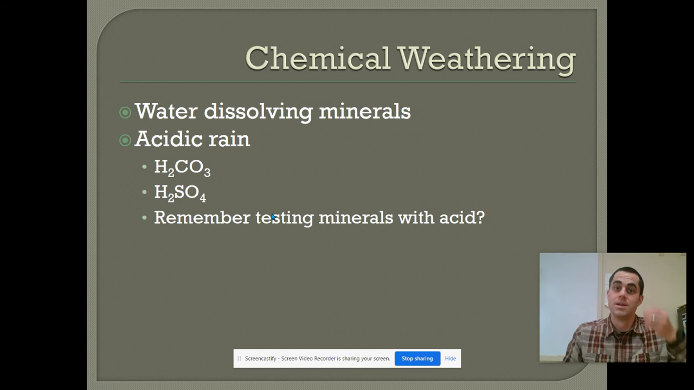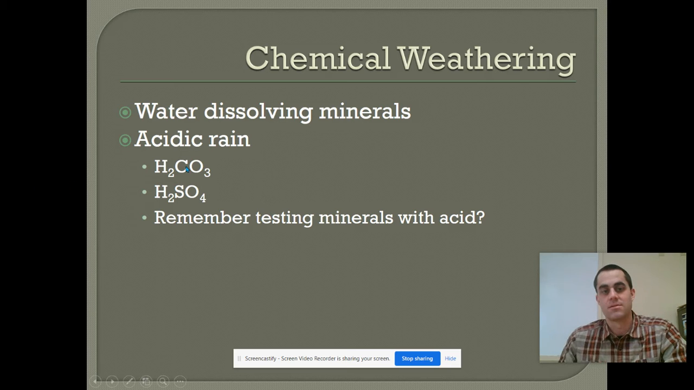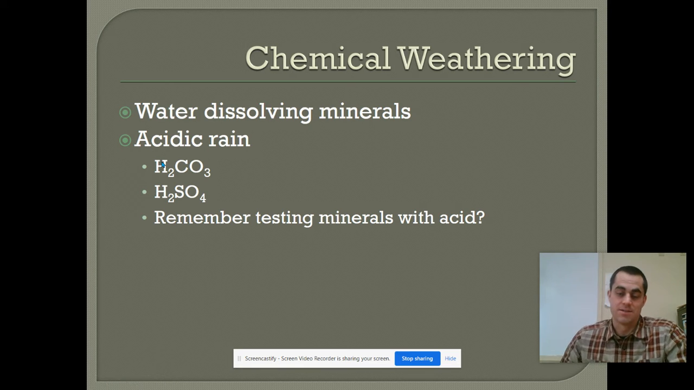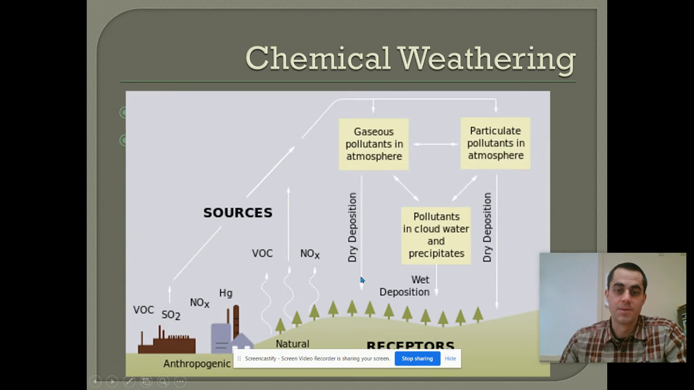And remember that we tested things with acid. Remember we tested marble and limestone with acid and they fizzed. So you've seen a rock dissolving from a really weak acid. Just vinegar would do that. And this is called carbonic acid. This can form just from the CO2 in the atmosphere and rainwater, and it can dissolve material.